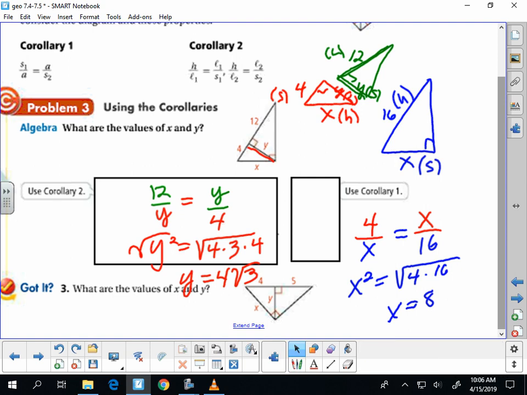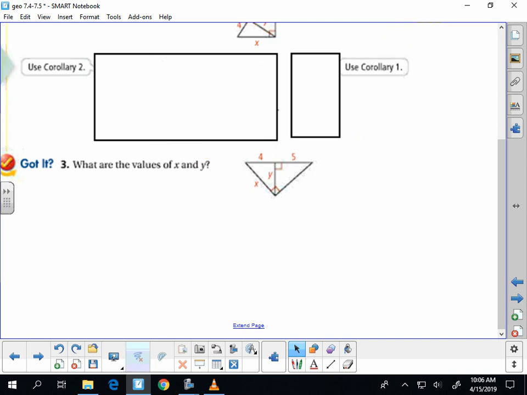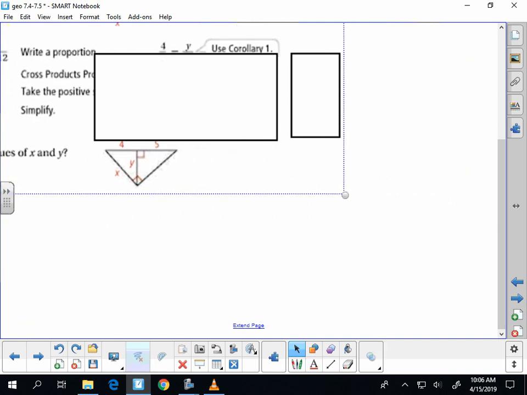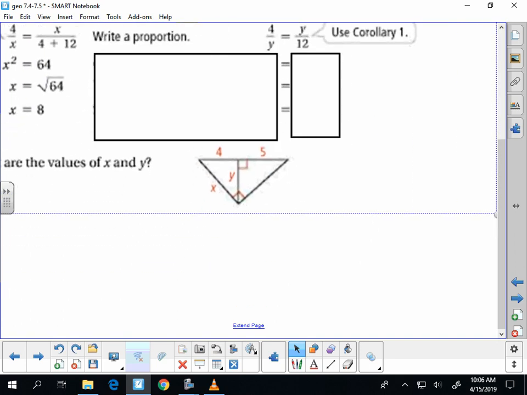Questions on those? So again, we're deciding similar parts over similar parts. I'm going to let you get started on this one on your own. Let me see if I can make it bigger. All right, there you go. Start by redrawing the triangles. Solve and get x and y.